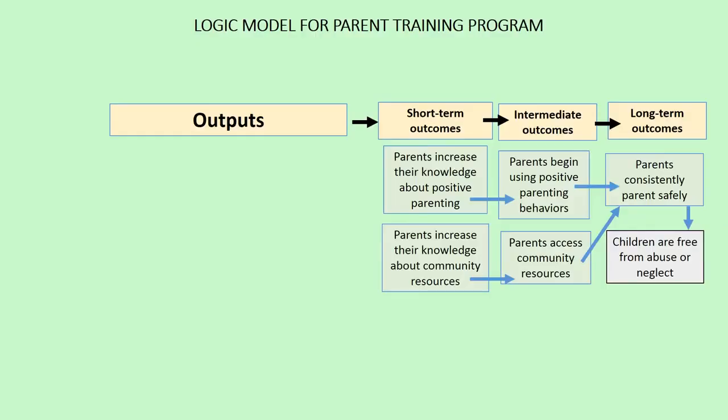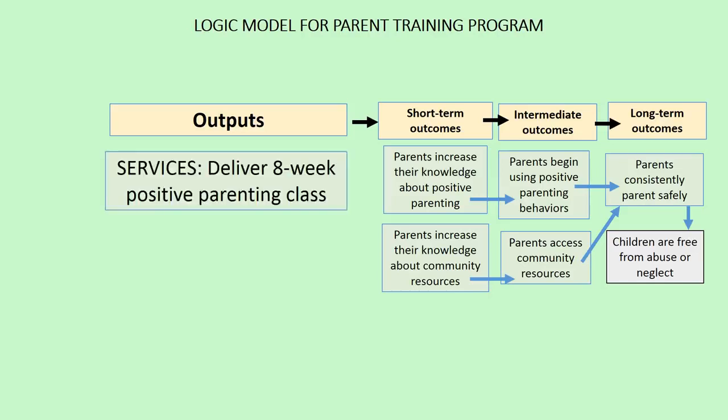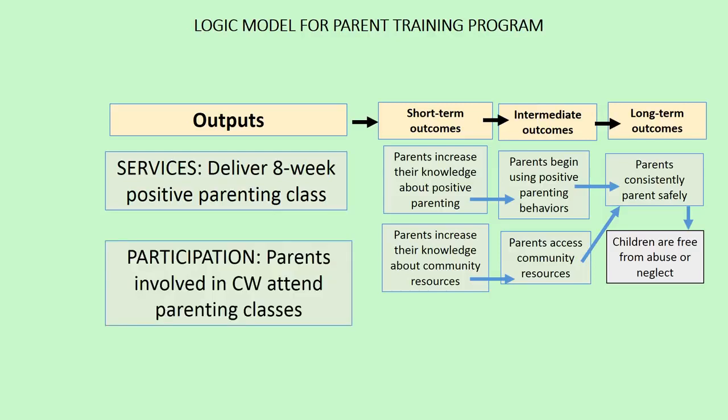The outputs in the logic model are the services being delivered and the participation of clients. In this example, the program will deliver an 8-week positive parenting class, and parents who have been reported to the child welfare system will attend these classes. So if the agency provides this service and parents involved in the child welfare system attend, then we can expect the short-term, intermediate, and long-term outcomes to occur.